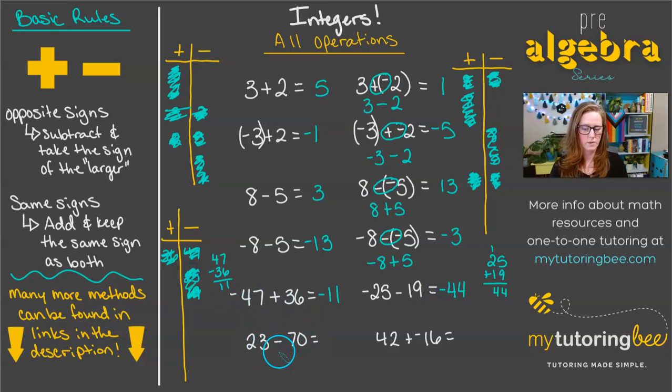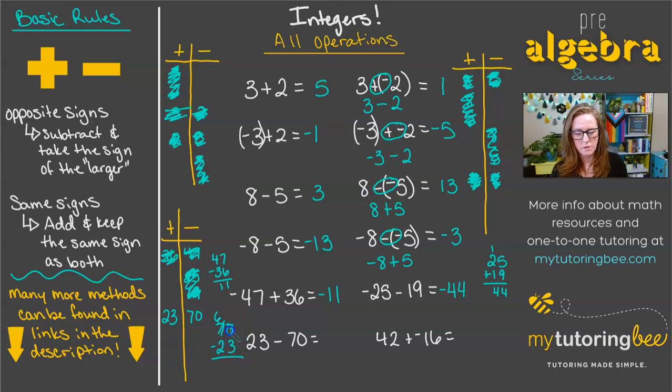Let's go on to this problem, 23 minus 70. The 23 doesn't have anything in front of it, so that's going to go in the positive column. The 70 has the minus sign. That's going to go in the negative column. We're going to subtract those since they're on opposite sides.